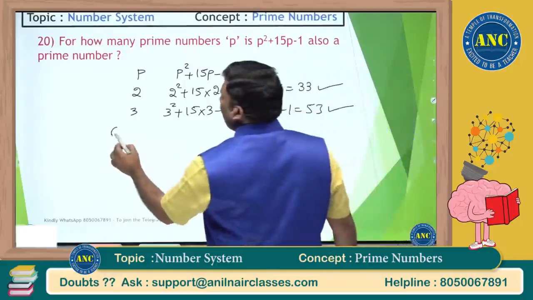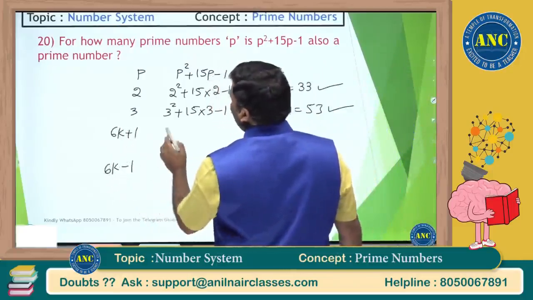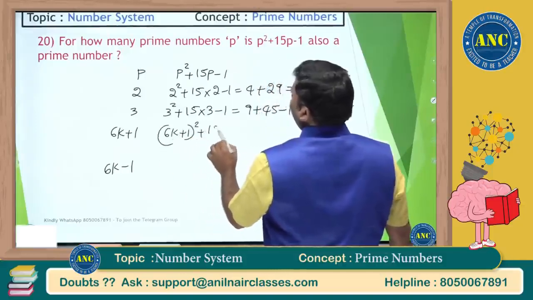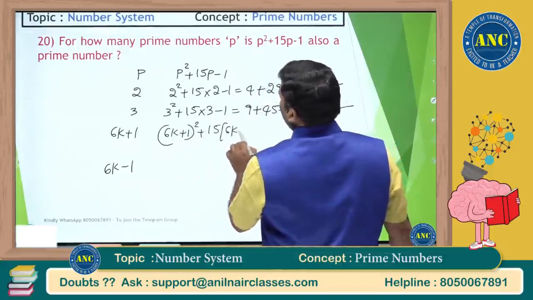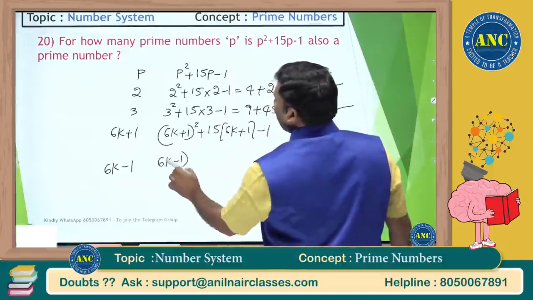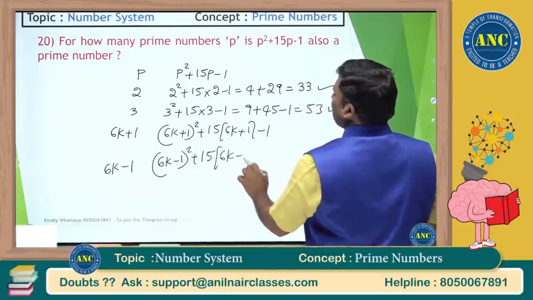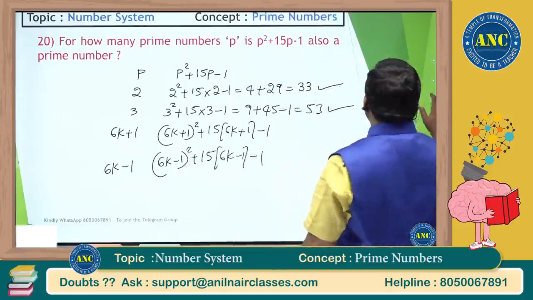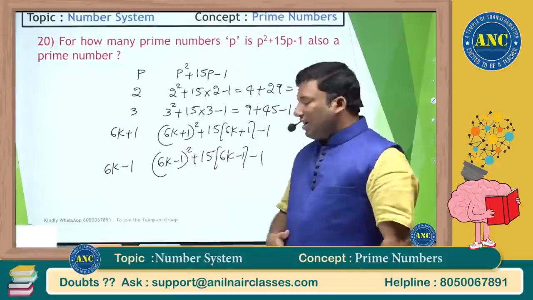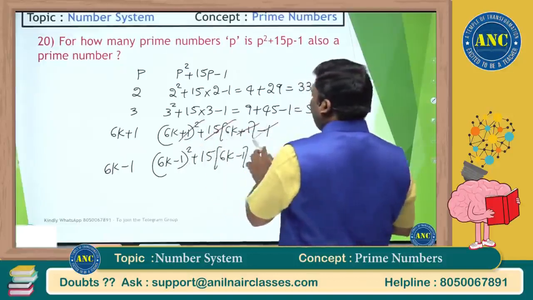Any prime number greater than 3 is either 6k plus 1 or 6k minus 1. 6k plus 1 whole square plus 15 into 6k plus 1 minus 1, and 6k minus 1 whole square plus 15 into 6k minus 1 minus 1. Now if you observe, 6k whole square is divisible by 3, 2 into 6k is divisible by 3, and the 15 term is divisible by 3, plus 1 minus 1.